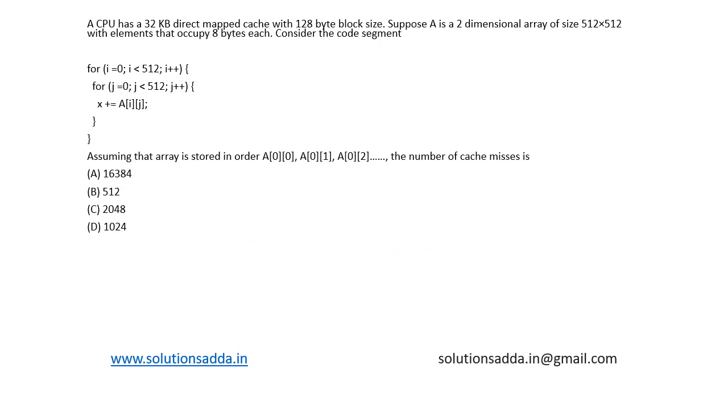This is a question from computer organization. A CPU has a 32 KB direct mapped cache with 128 byte block size. Suppose A is a two-dimensional array of size 512 by 512 with elements that occupy 8 bytes each. Consider the code segment: for i equals 0, i less than 512, i plus plus; for j equal to 0, j less than 512, j plus plus; x equal to x plus A[i][j]. Assume the array is stored in the order A[0][0], A[0][1], A[0][2]. The number of cache misses are.